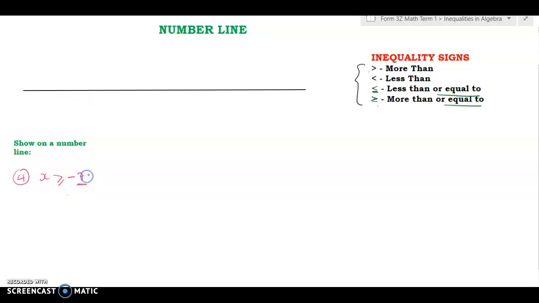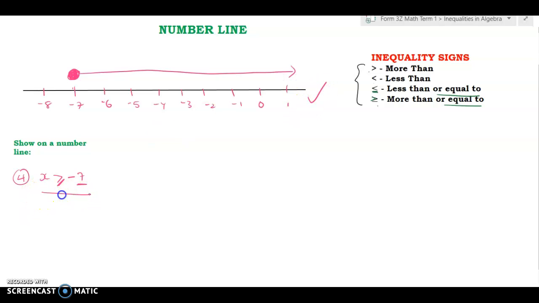Again, I need to make sure I have a minus 7 here. So I could put minus 7 around here. I could put minus 8 on the side, minus 6, minus 5, minus 4, minus 3, minus 2, minus 1, 0, 1, right? X is greater than or equal to minus 7 means I'm putting a circle here, coloring it in, because it's the equal sign here, and greater than goes this way like that. So that is the solution for number 4.